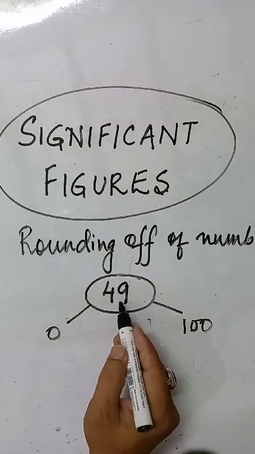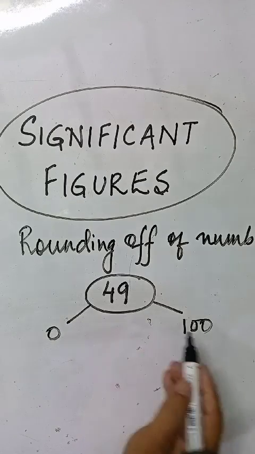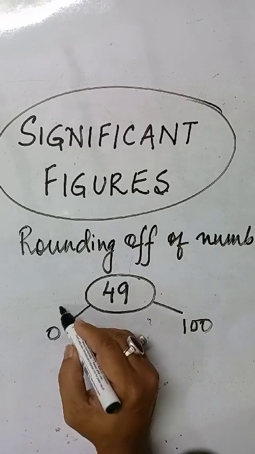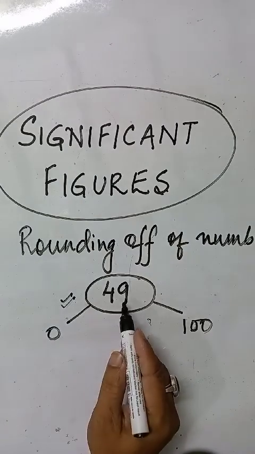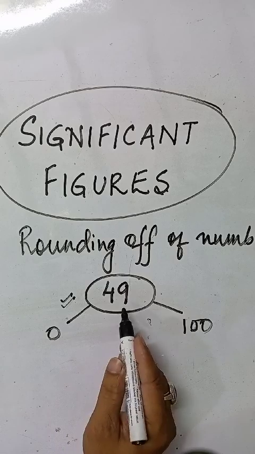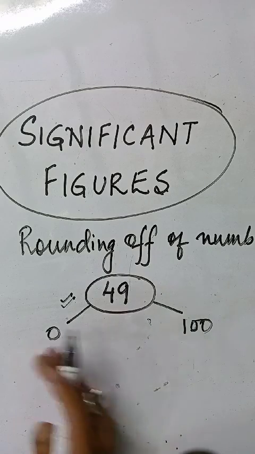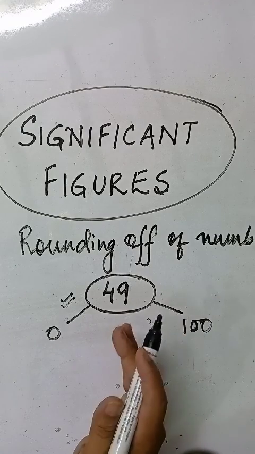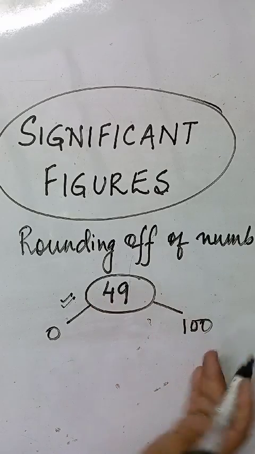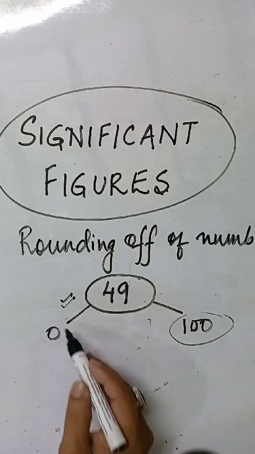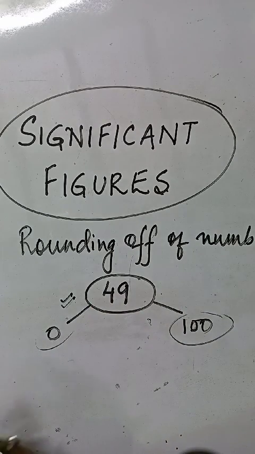So is 49 closer to 100, or is it closer to 0? This time your answer would be that 49 is closer to 0. In fact, 50 we all know is the midpoint of 0 to 100. So anything beyond 50 would come under this category, lesser than that would come under the other category. So this is rounding off to the nearest 100.